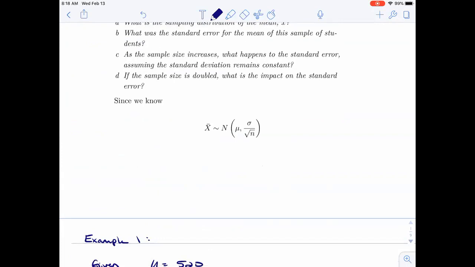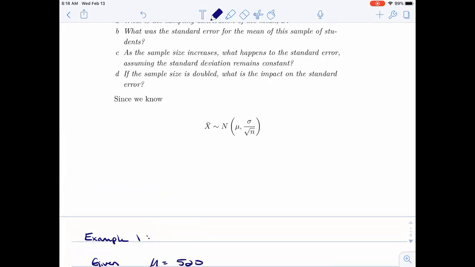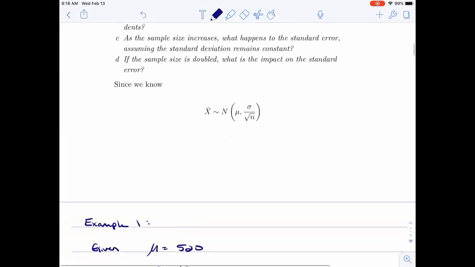Part D, if the sample size is doubled, what's the impact on the standard error? Finally, a real question. Wait, I thought you made these. Yeah, I stole them. If the sample size is doubled, what's the impact on the standard error?